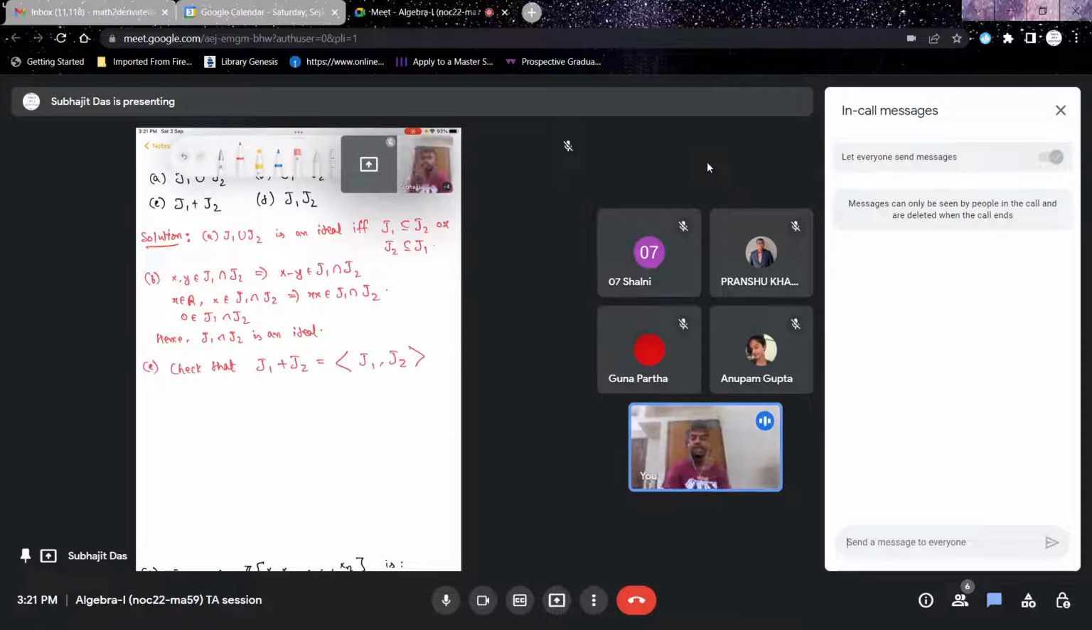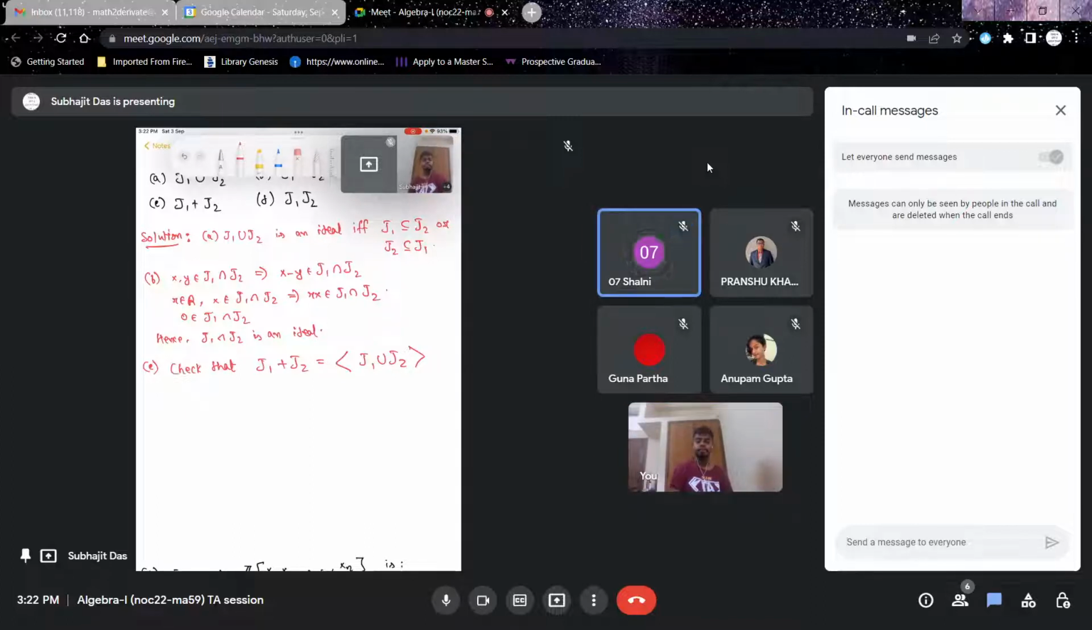Do you understand what is the ideal generated by, let's say, a subset or two sets, a subset of your ring? Instead of writing J1 and J2, we can also write J1 union J2. So do you understand what is the ideal generated by J1 union J2? Suppose you take a ring and a subset of that ring. You certainly studied this for groups, right? You take a group, you take a subset, you consider the subgroup generated by that subset.